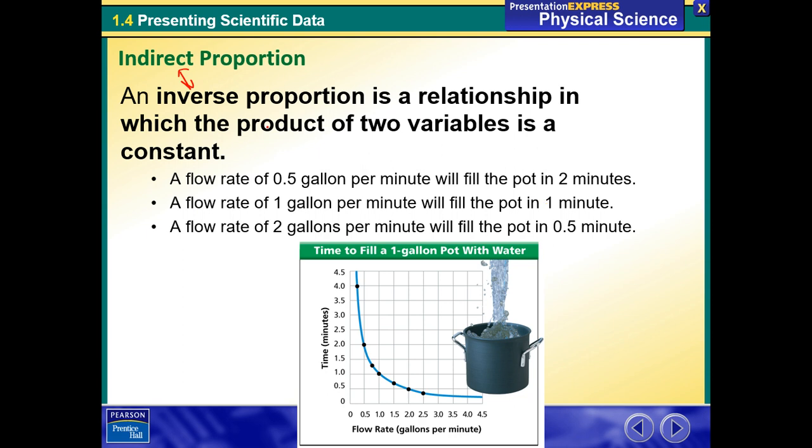This is considered inverse. So the easiest way to describe this: as one variable increases, the other decreases.